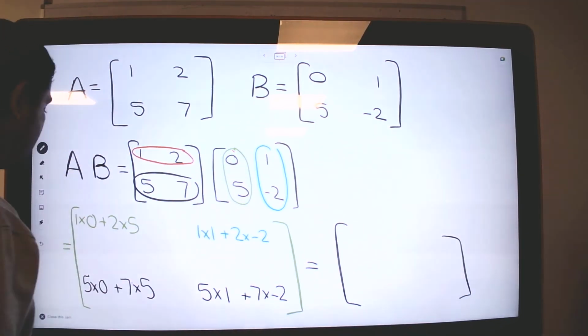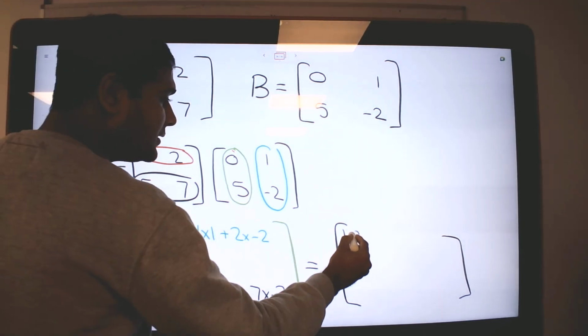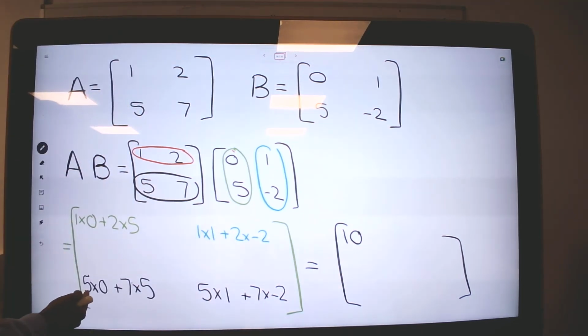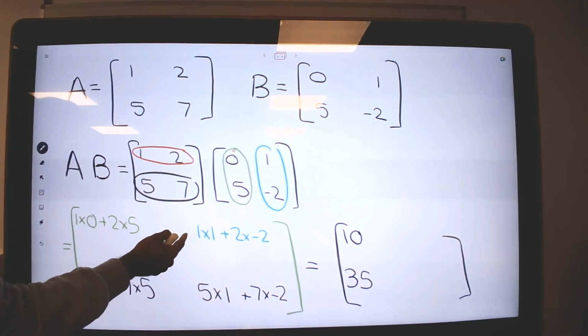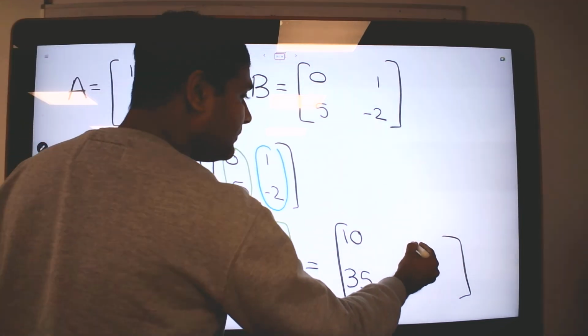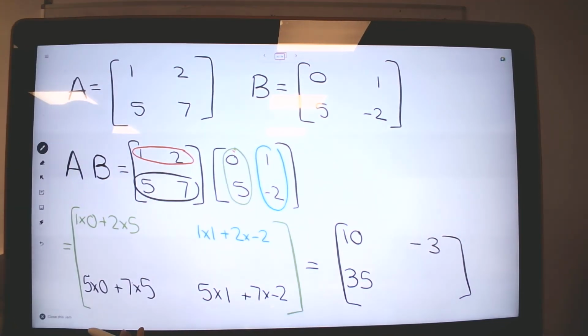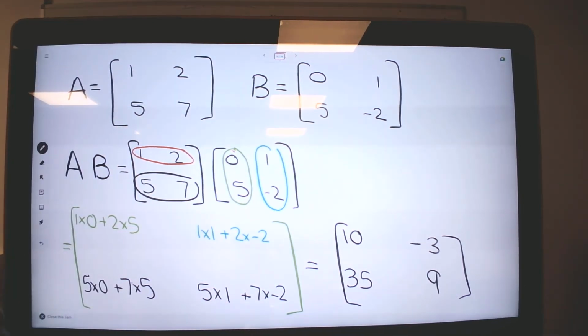The order is going to be 2 cross 2. So that becomes 0 plus 10, so that is just a 10. That becomes a 35. That becomes 5 minus 14, so minus 9. And that becomes minus 9. That's how we multiply the matrix.